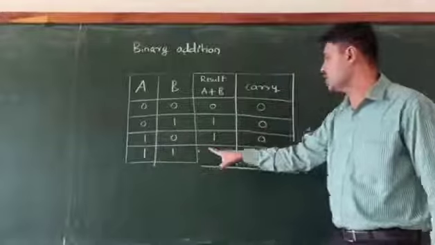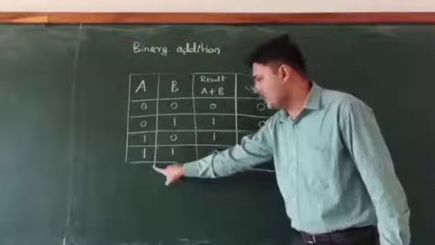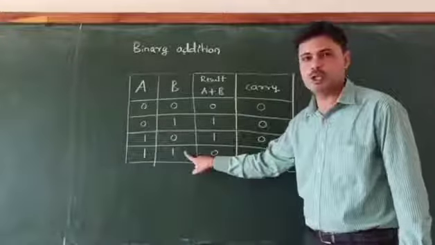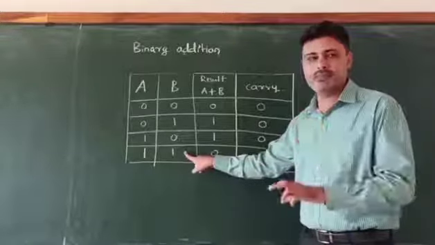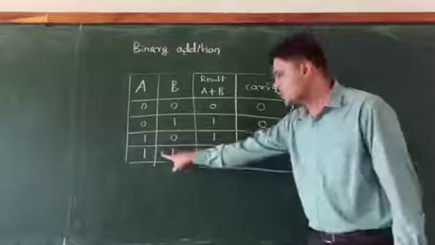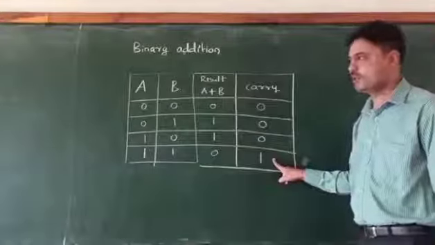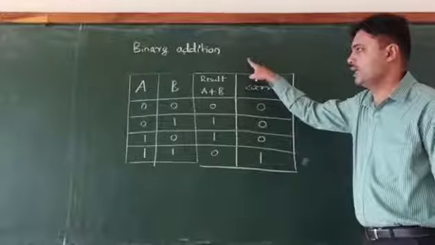In the other combinations, carry will be 0 here. When we are adding 1 plus 1, it should be 0. It should not be 2 because it is a binary number, so only 0 should be the answer. So 1 plus 1 is 0, carry will be 1. See here, carry will be 1. This is the rule for binary addition.